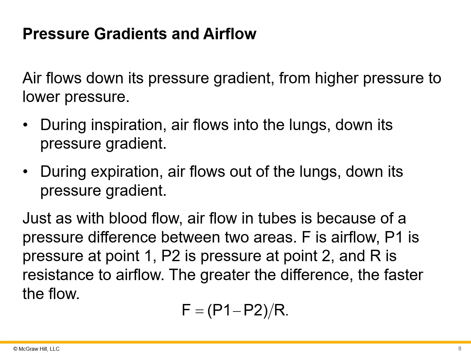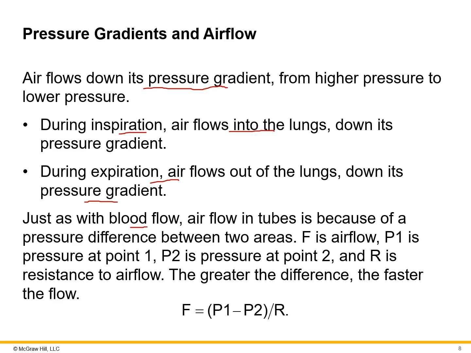So the gradient, the airflow: air always flows down the pressure gradient, so thinking from high to low pressure. During inspiration, the air is going to flow into the lungs, down the pressure gradient, because the volume is increasing, so the pressure is decreasing. So it's going to come into the lungs from high to low. Then during expiration, as the volume is decreasing inside that thoracic cavity, it's going to increase the pressure. So now it's going to leave the lungs going down that pressure gradient.